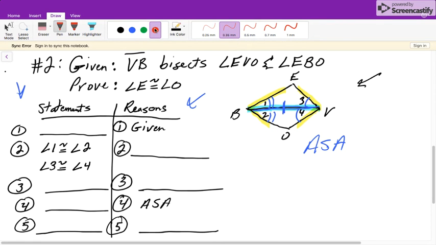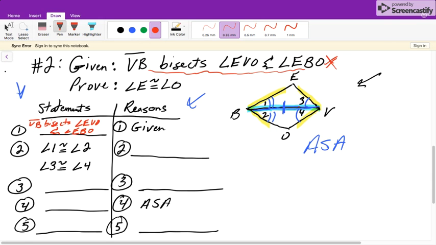All right, so when you're doing this, remember, the very first thing that you ever write down is your given information. So it says given, and I am going to write this all in: VB bisects angle EVO and angle EBO. You will definitely have enough space to write this on your paper. So now I've talked about my given information, so I know I'm done with this.